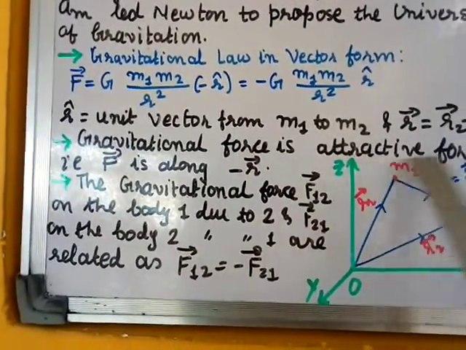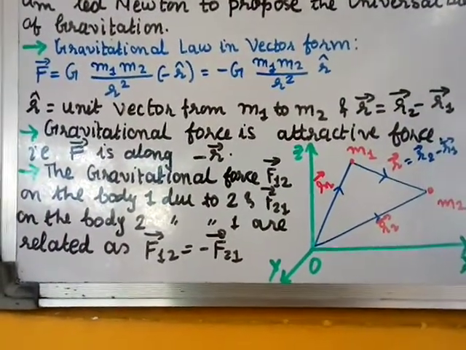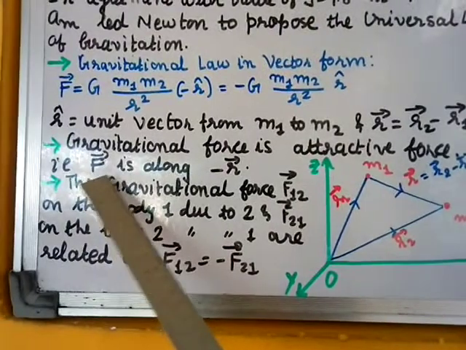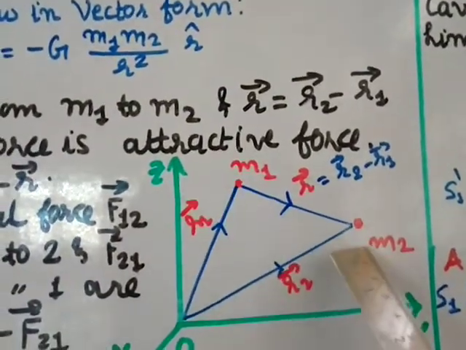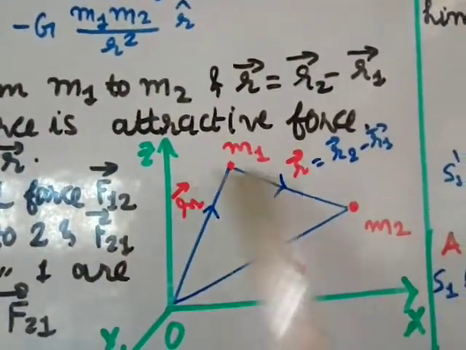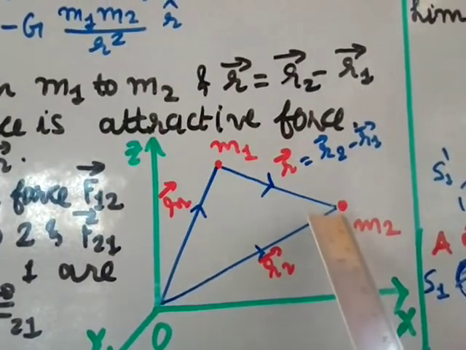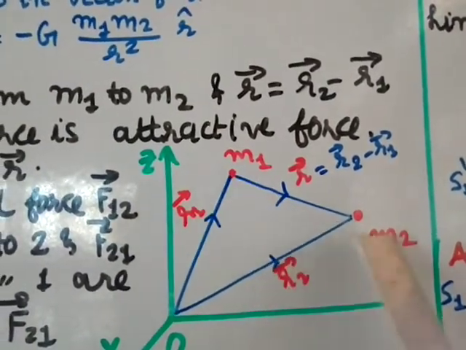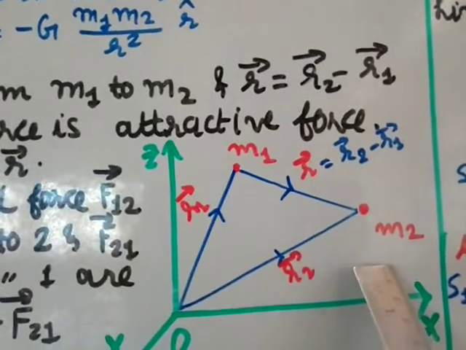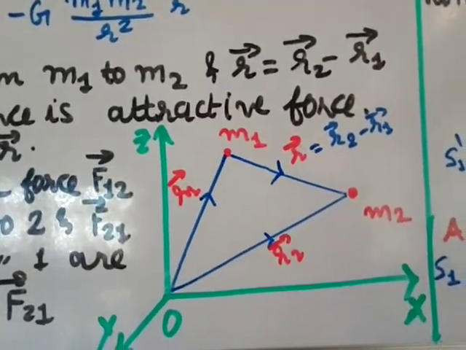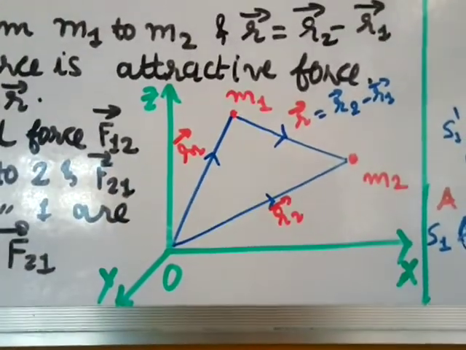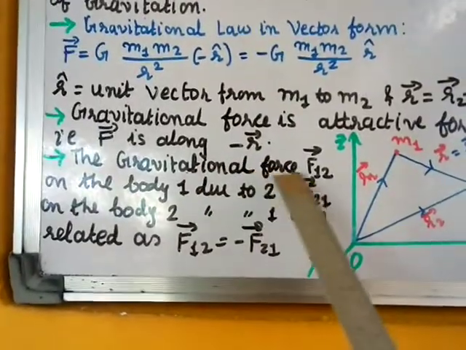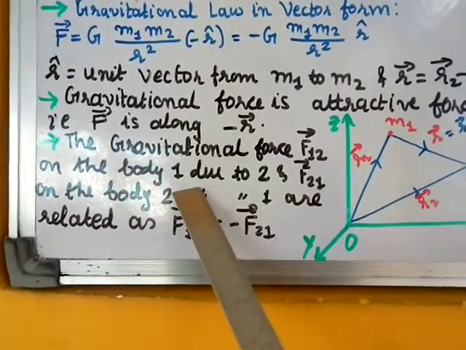Gravitational force is attractive force. Okay, we know that gravitational force is attractive force. That is, vector F is along negative vector r. Okay, so that means, if you consider from here, then it will be away in the opposite direction. Okay, m2 will have the force because of m1, and m1 will have force because of m2, and they will be in opposite direction. Okay, so we can say that it is attractive force, that's why it is negative force.